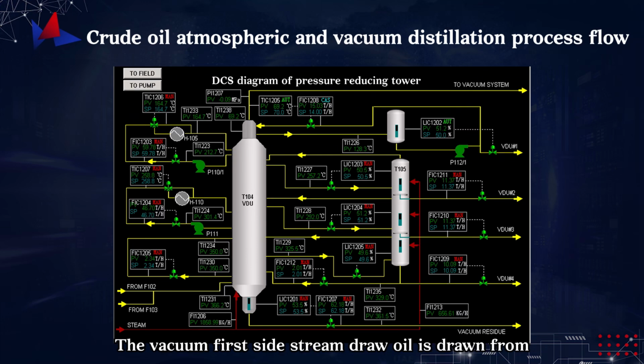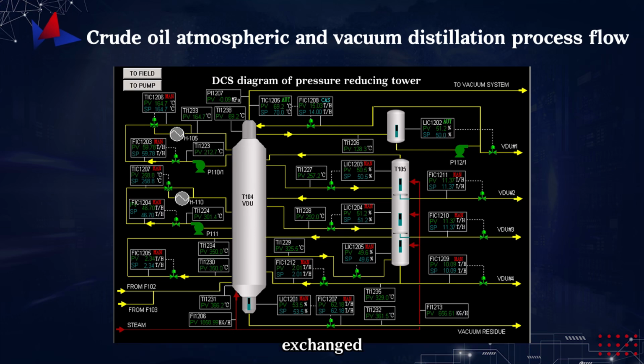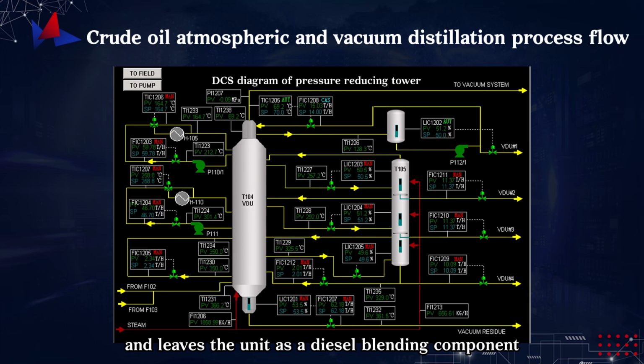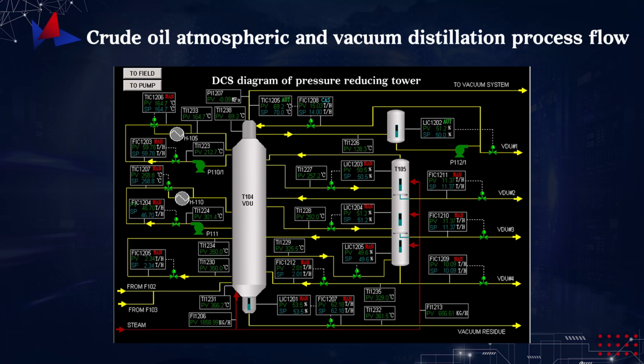The vacuum first side stream draw oil is drawn from the reservoir below the first packing section of T104 by the first side stream and overhead circulation pump, pressurized, exchanged, then cooled to 55 degrees Celsius by an air cooler, enters the stripper for stripping, and leaves the unit as a diesel blending component or catalytic cracking feedstock.